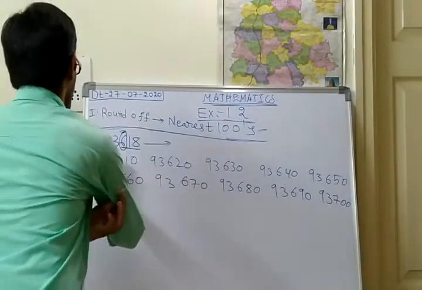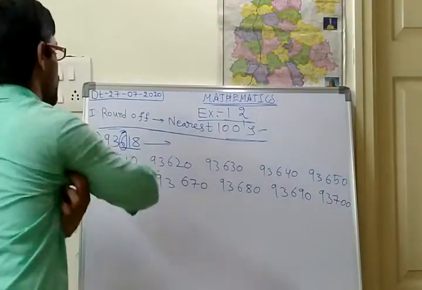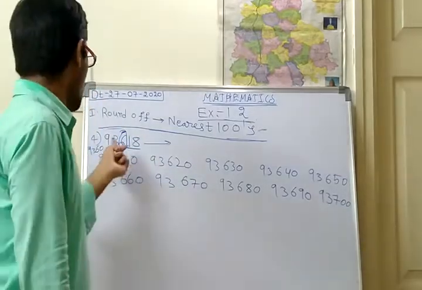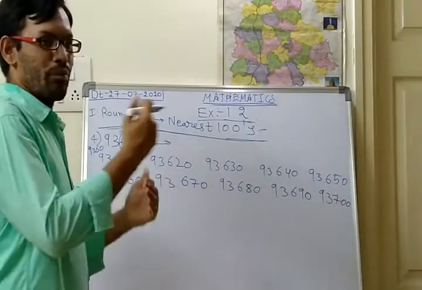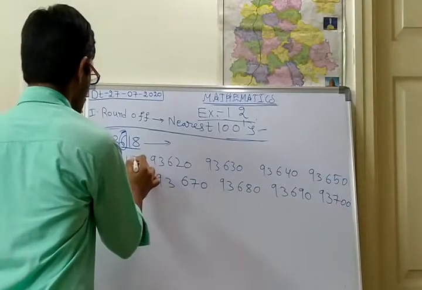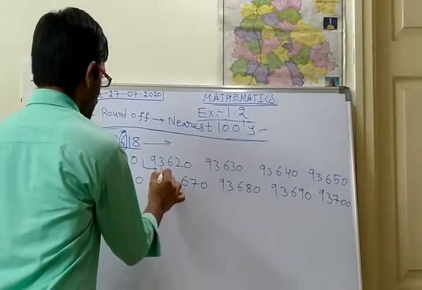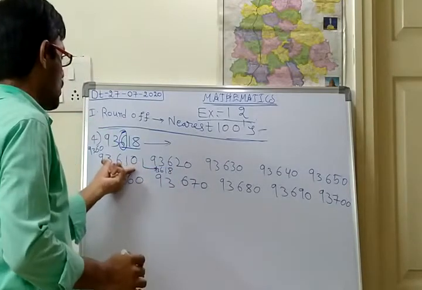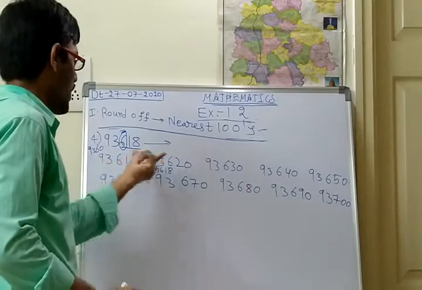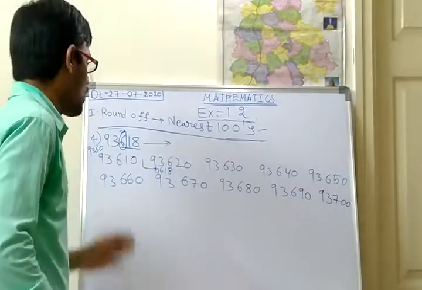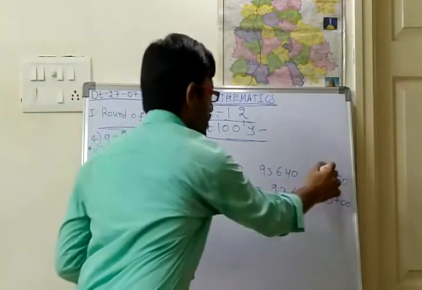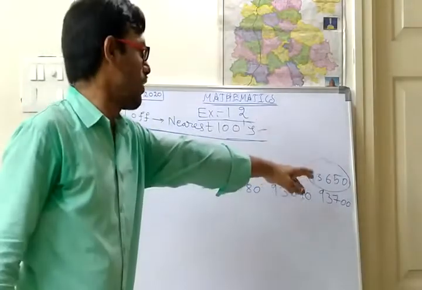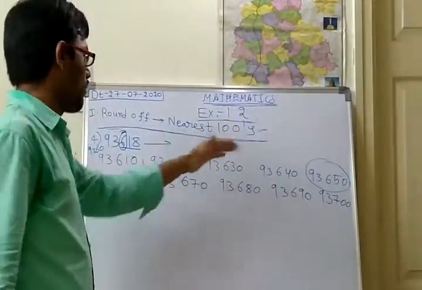Here 93,600 will be. In between these two numbers the 618 will be situated. 618, 18 means 10 plus 8. So after 10, somewhere here in the middle, 618 will be. So 93,618 will be situated in between 93,610 and 93,620. So where is it lying? This is a center number. 93,650 is the center number. So is it before or after? It is before 93,650.